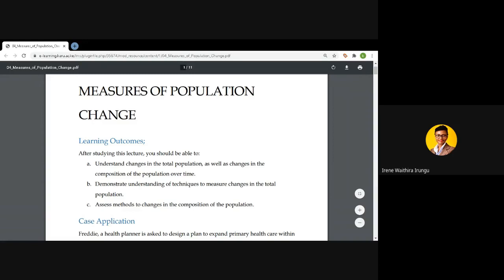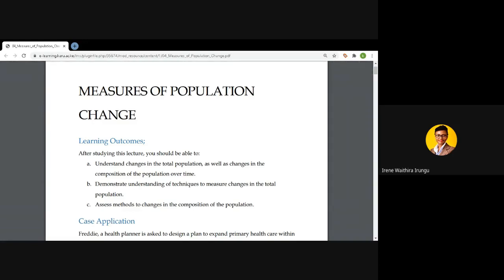Good morning. Today we are going to be looking at the measures of population change, and under this lecture you should be able to understand the changes in the total population as well as changes in the composition of the population over time. You should also be able to demonstrate understanding of techniques of measure of changes in the total population and assess the methods to changes in the composition of the population.